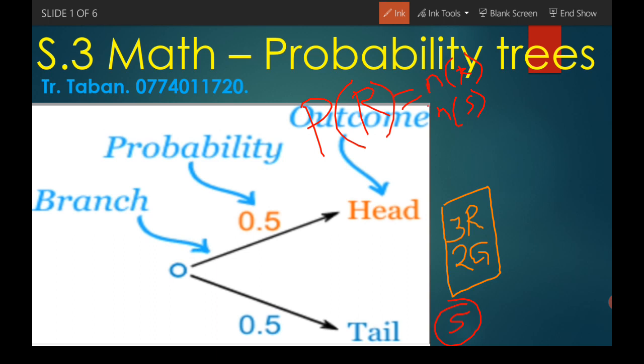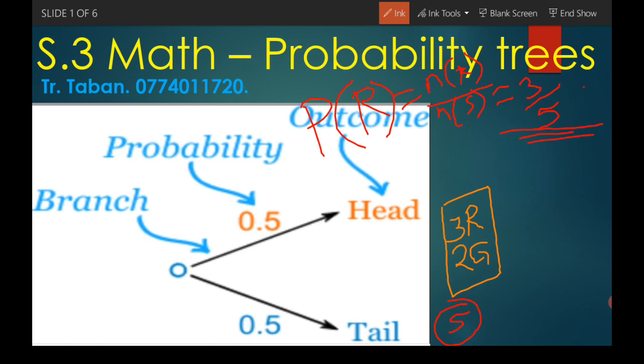Divided by the total. I'm writing NS. That NS means the number of the sample space, the number of the possibility space. We looked at that last time. So in this case, the ripe mangoes are 3 and the total is 5. So that is our probability. Likewise, the probability of picking a green mango will be 2 out of 5.